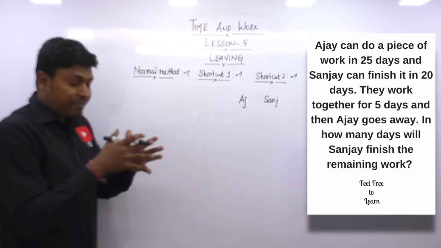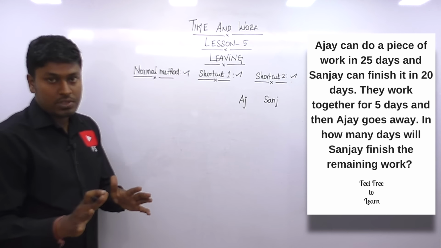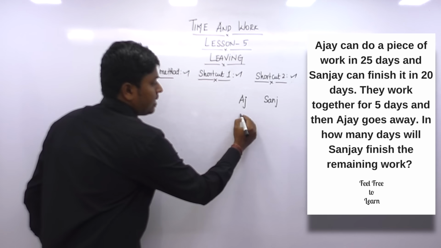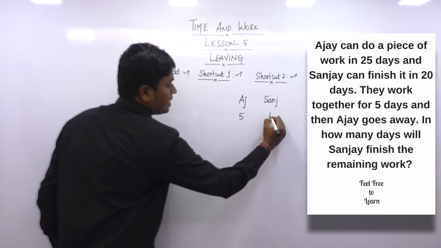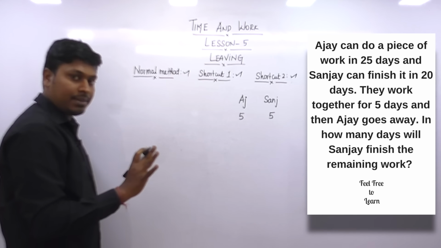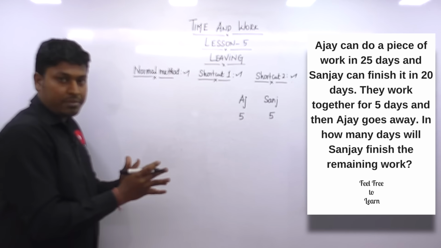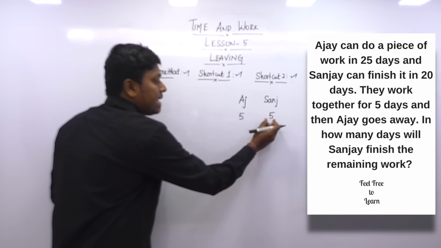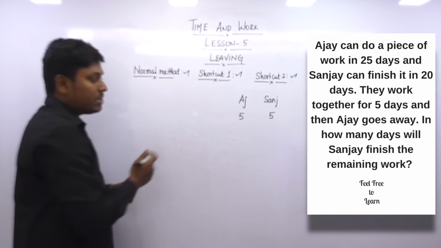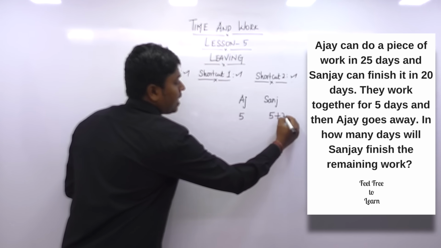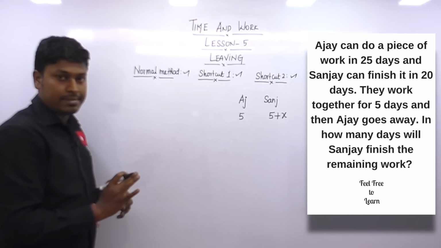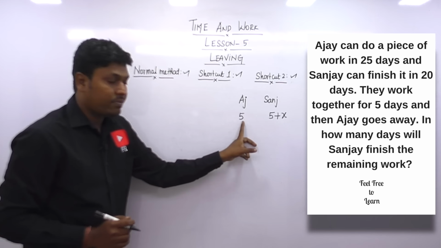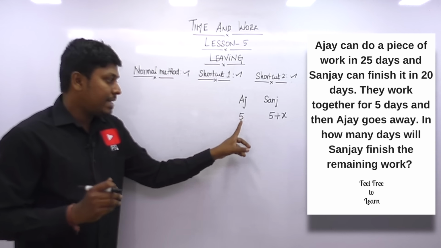5 days. After 5 days, who left the job? Ajay left the job. Initially, listen carefully, both of them are working for 5 days. Ajay is also working for 5 days. Sanjay is also working for 5 days. Clear on the concept, right? Both of them working for 5 days. After 5 days, Ajay left the job, and the remaining job was completed by Sanjay. So we can say that Sanjay worked some more days, that is X days. So friends, understood? 5 plus X. Both of them are working for 5 days. After 5 days, Ajay left.